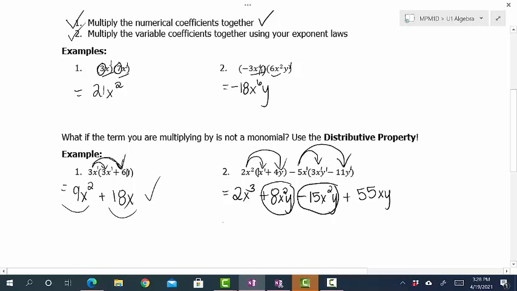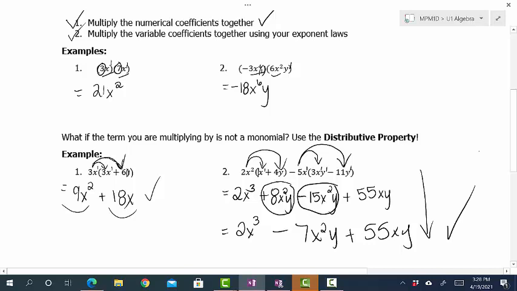Okay, so these are like terms. So we write down the ones we can't do anything with, and then let's combine these. So 8x squared y minus 15x squared y is minus 7x squared y, right? You just add together the two numbers, so 8 plus negative 15, and then you just keep the variables, plus 55xy. Now that is simplified one more step further, because all like terms are combined. So now we are finished, because there's no like terms left in that polynomial.